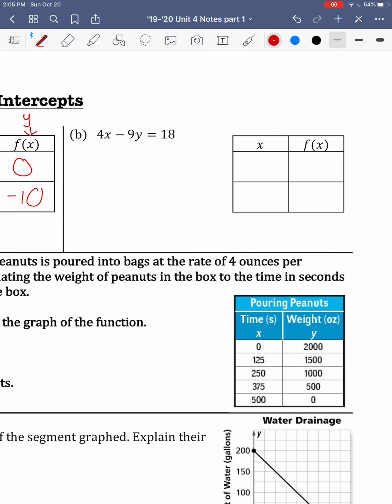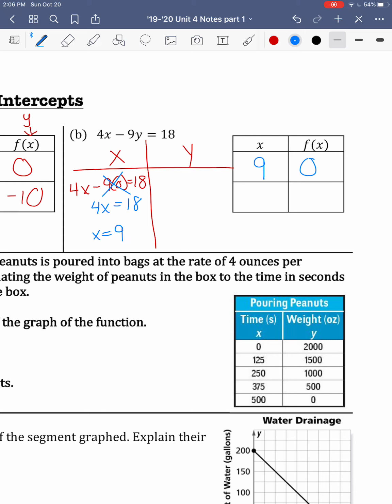So let's try part B. Again, I'm going to split my screen here. Here's my x-intercept, here's my y. To find my x-intercept, I'm going to plug in 0 for y. Now notice, really nice, how this just cancels. That's just 0. So now I'm literally just left with 4x is equal to 18. Divide by 4 and x equals 9. So I have the point 9, 0.